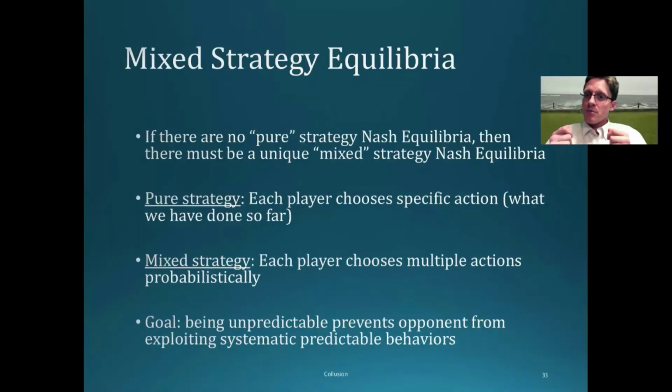In a lot of zero-sum games, there is no pure strategy Nash equilibrium, but there is a mixed strategy Nash equilibrium. What a mixed strategy is, rather than choosing a particular choice, it's choosing a probability for each choice, right? So you might have a probability for rock, a probability for scissors, etc. And the goal is choosing those probabilities to prevent your opponent from exploiting you.